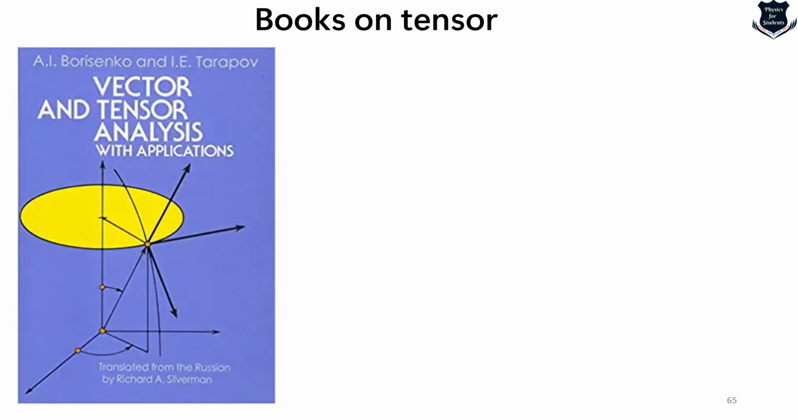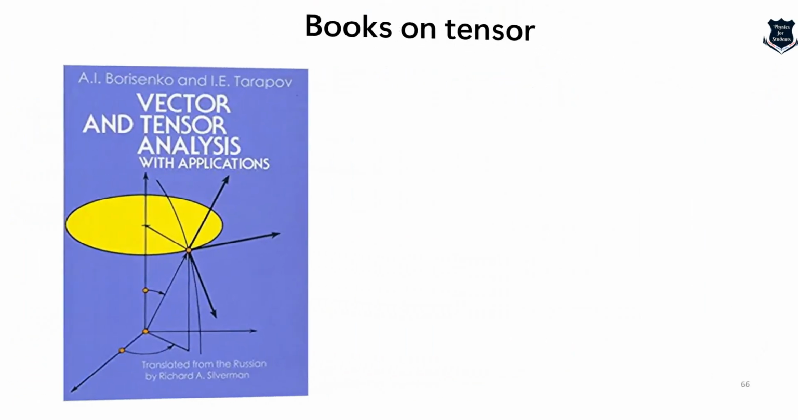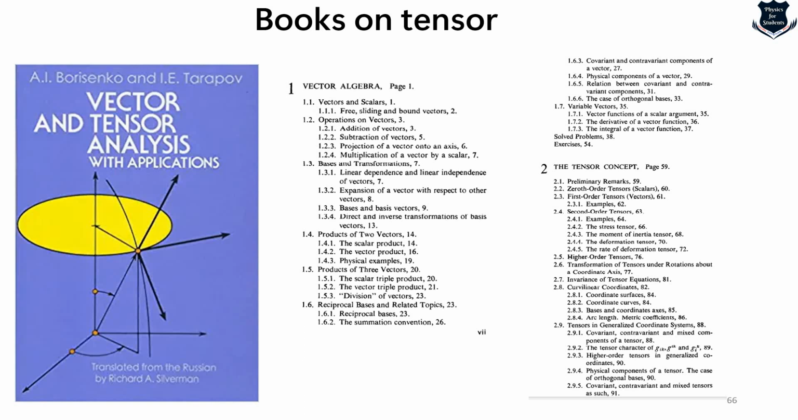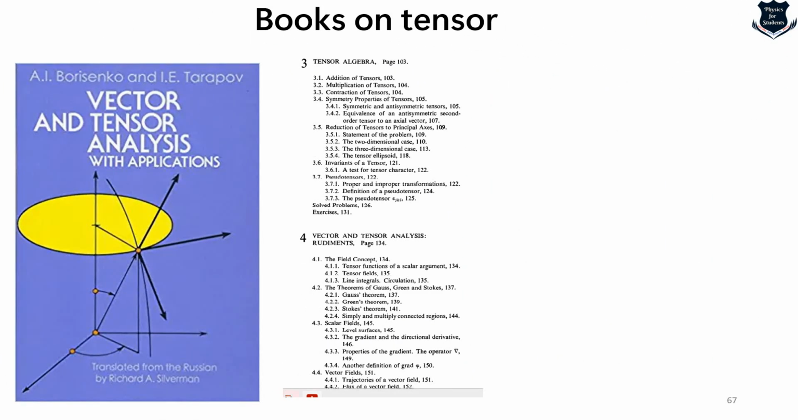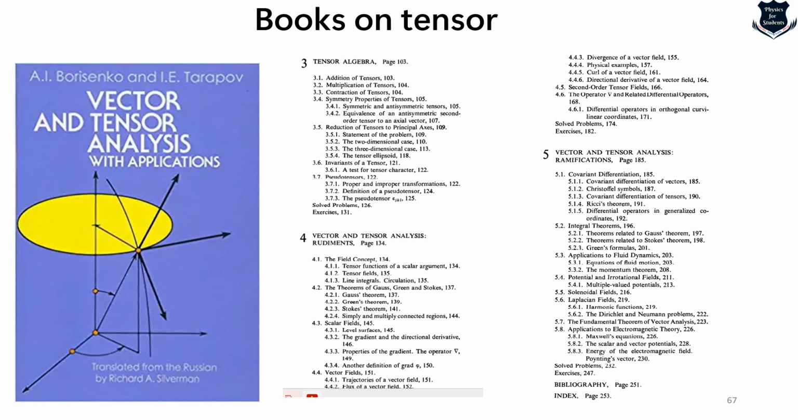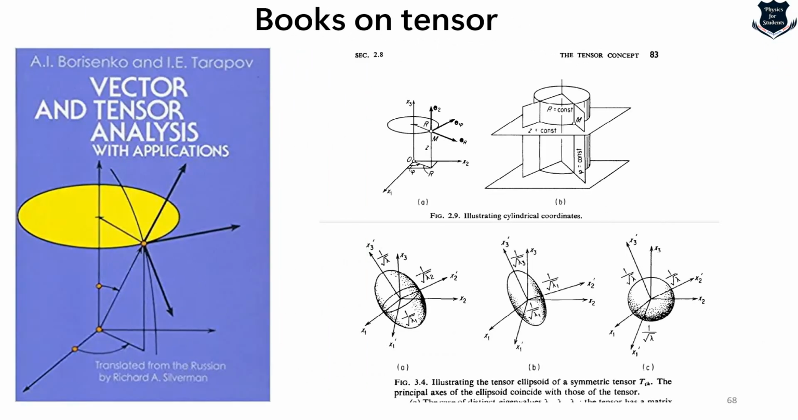The next book is Borisenko and Tarapov, Russian mathematicians, they always write great books. This is the Amazon rating. Now this book is also very good. It is very extensive. You see vectors and scalars, then it goes into basis and transformation, the tensor concept, second order tensor, higher order derivative. It's mathematical, but it is very good. And most importantly, you will see the tensor algebra is covered in detail, the vector and tensor analysis.